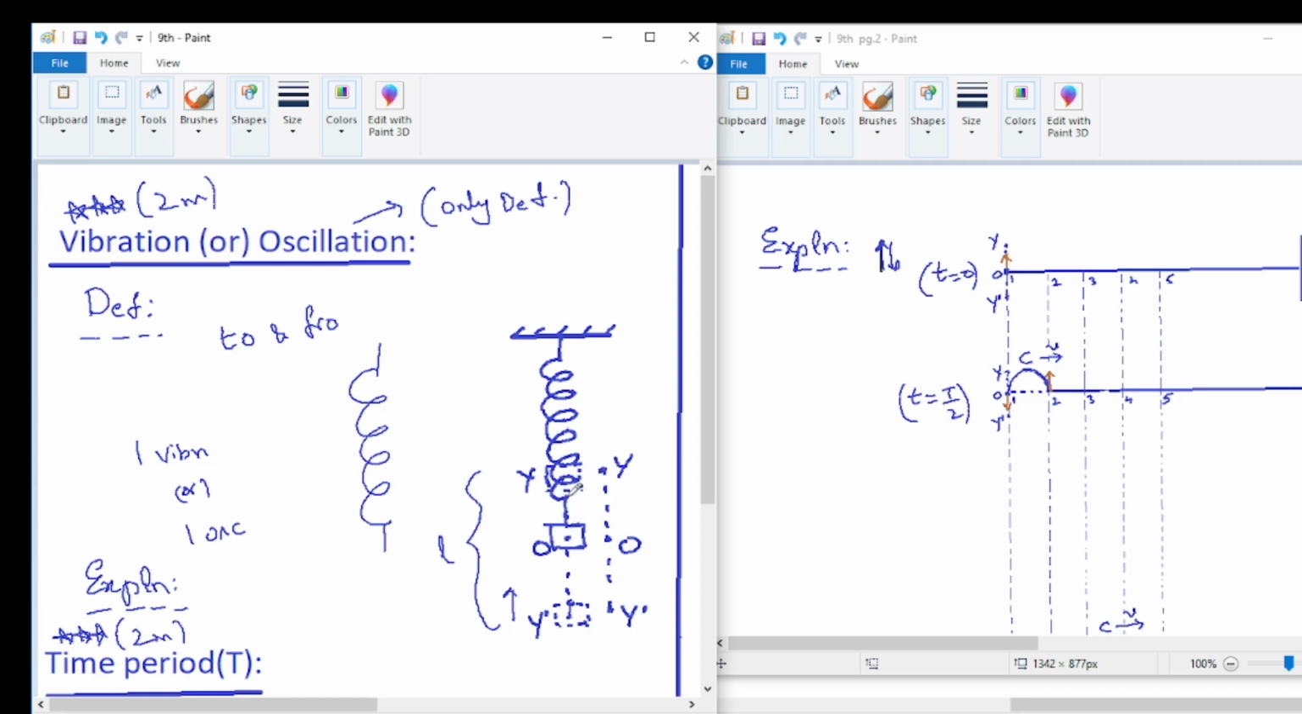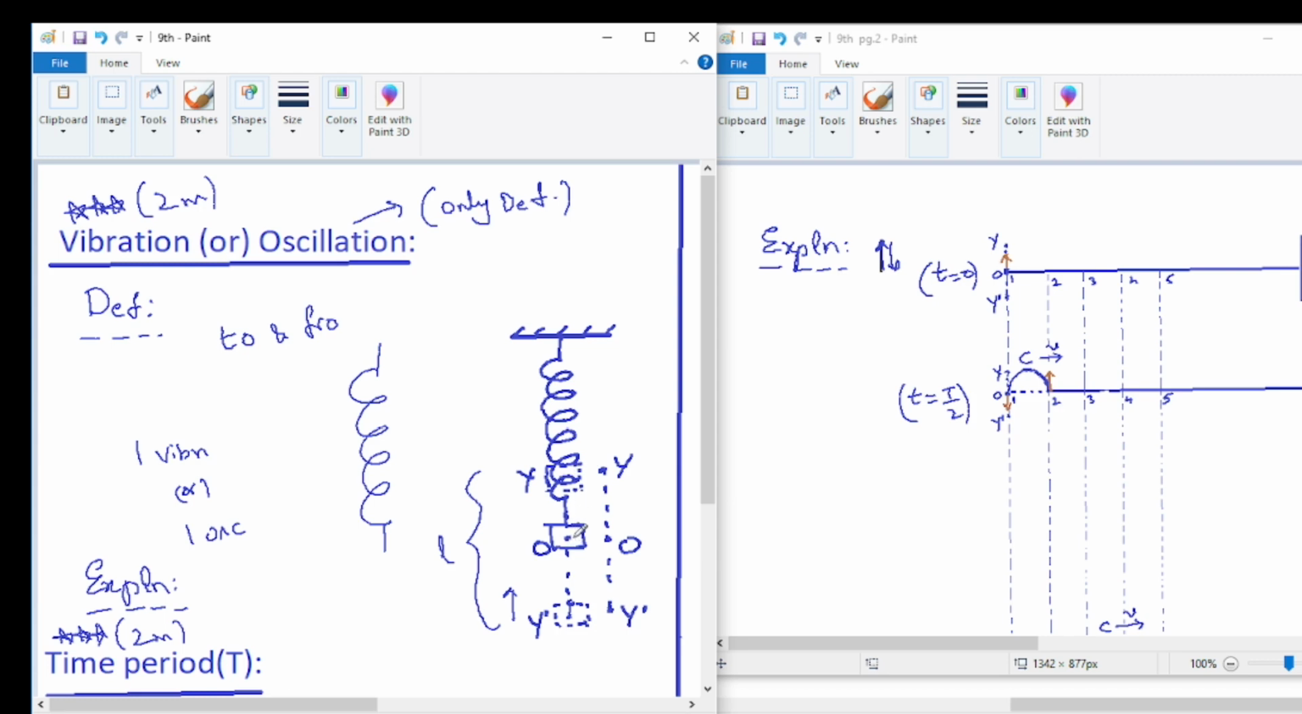Another thing about the half vibration: full vibration, one full vibration time taken is the time period; half vibration time taken will be T by 2. This T by 2 is actually very, very important. It's as useful as the time period T. So now if you take the upper half of the vibration also, what is the upper half of the vibration?